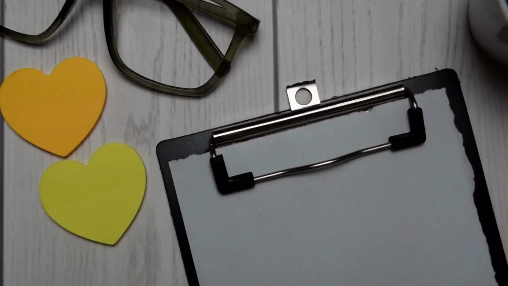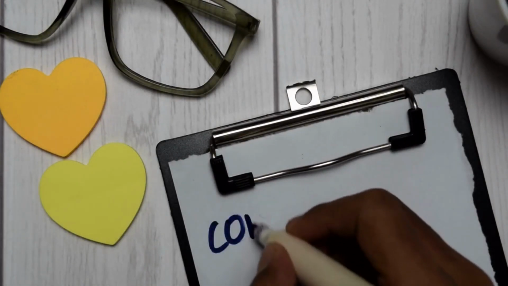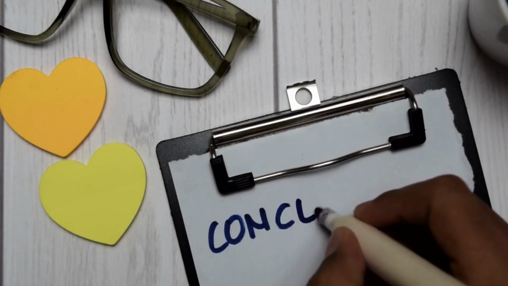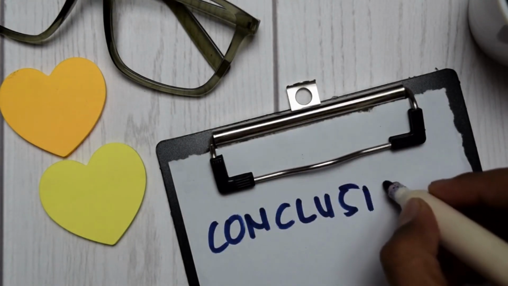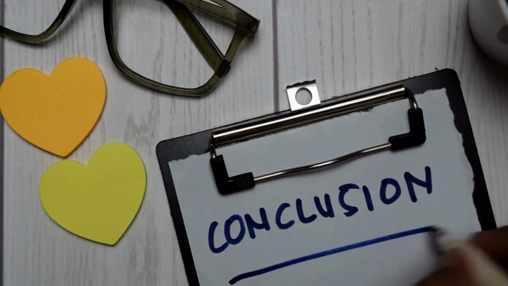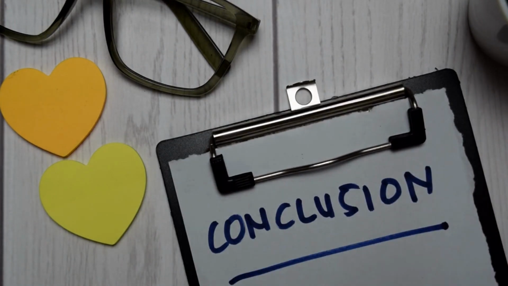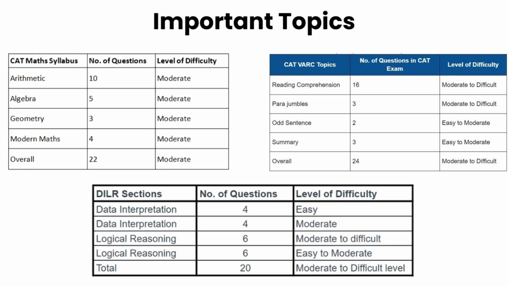In conclusion, following a well-planned CAT preparation strategy is essential for achieving a high score and realizing your dream of pursuing an MBA from a prestigious institute. The chapters discussed in Step 3 of the strategy can significantly improve your chances of achieving the 99 percentile.